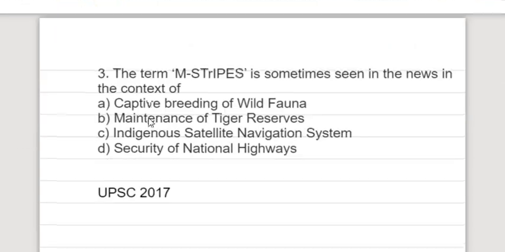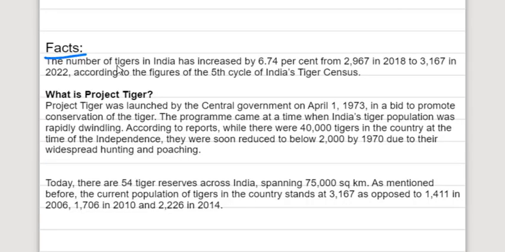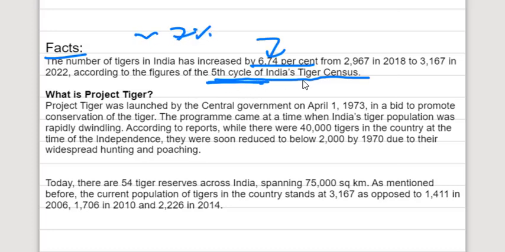Like, first let's see some facts. The number of tigers in India has increased by 6.74% from 2,967 in 2018 to 3,167 in 2022, according to the figures of the 5th cycle of the Indian tiger census. Here you need to remember 2 points: the percentage increase is approximately 7%, first thing, and this is the 5th cycle of the Indian tiger census. These 2 points are important here.